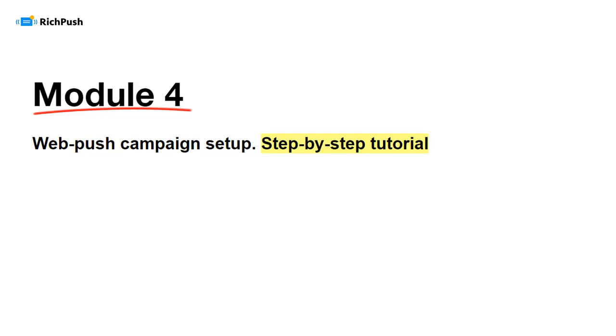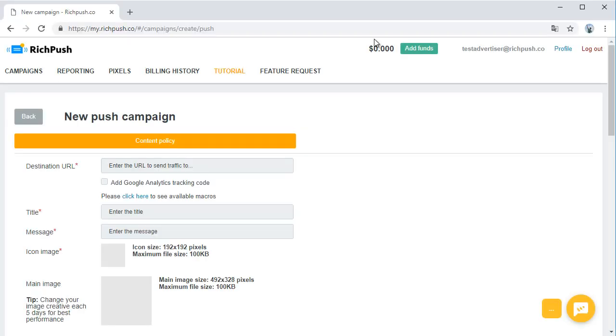Alright, Module 4, a step-by-step tutorial for setting up a web push campaign. Here I'll explain what settings and targeting options you can use in Rich Push. Destination URL. Here you type or copy-paste the URL of your landing page.